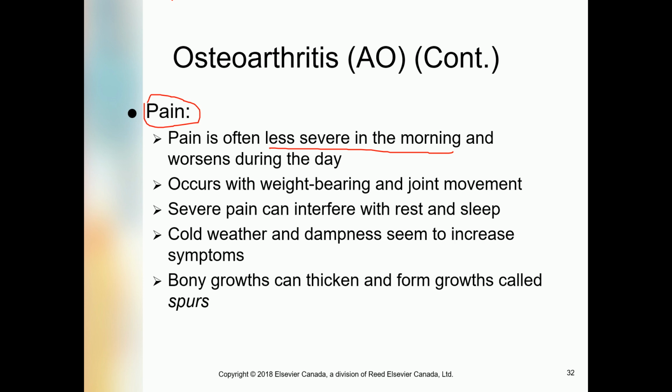In osteoarthritis, pain is less severe in the morning. And when is pain very bad? During the afternoon in osteoarthritis. In rheumatoid arthritis, let's wait. It worsens during the day. It occurs with weight bearing and joint movement. When people do weight-bearing exercise and a little joint movement, the pain occurs.